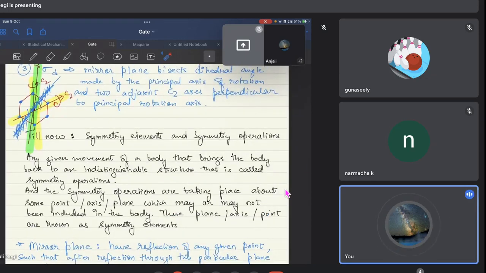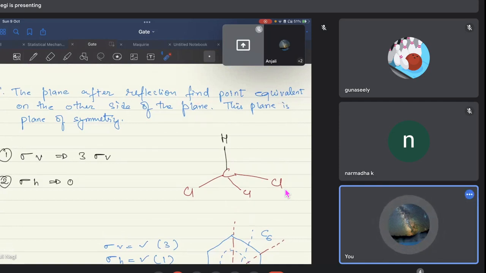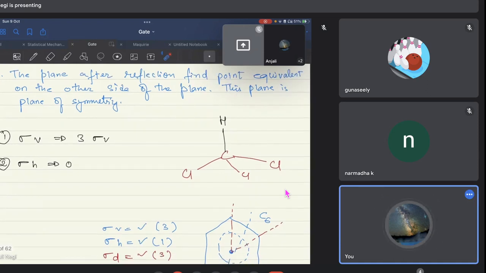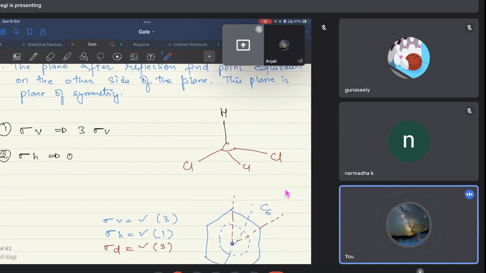So this was my mirror plane. After reflection, the plane finds an equivalent on the other side of the plane. This plane is the plane of symmetry. I think you understand the concept of mirror planes as symmetry elements. For example, this is a molecule, CHCl3. Imagine the structure, and then imagine the particular mirror planes that are present in this molecule CHCl3. I will just draw one.